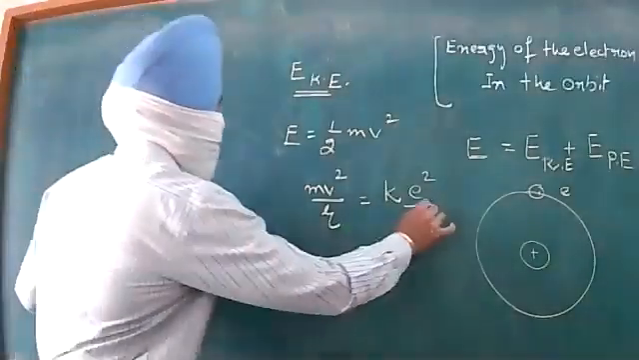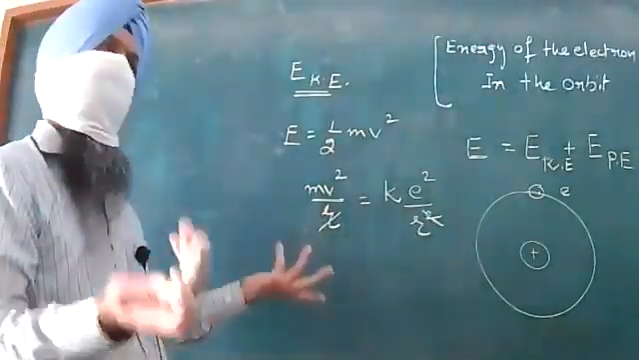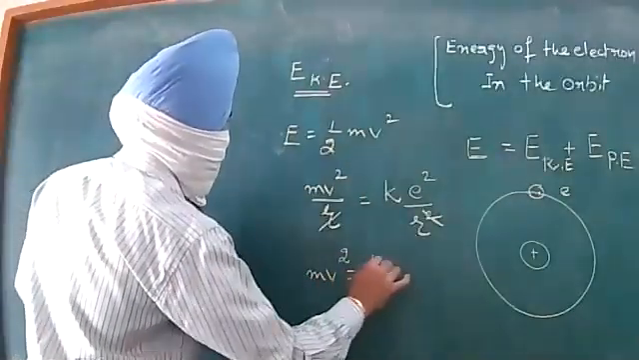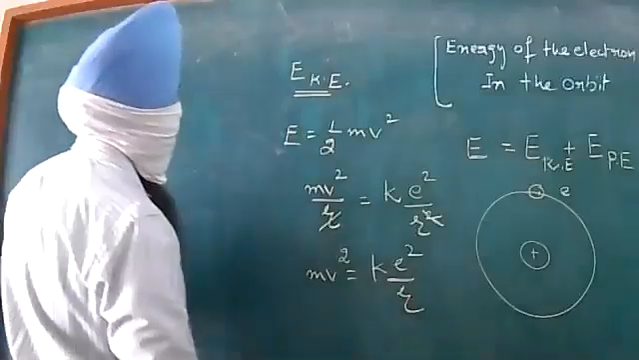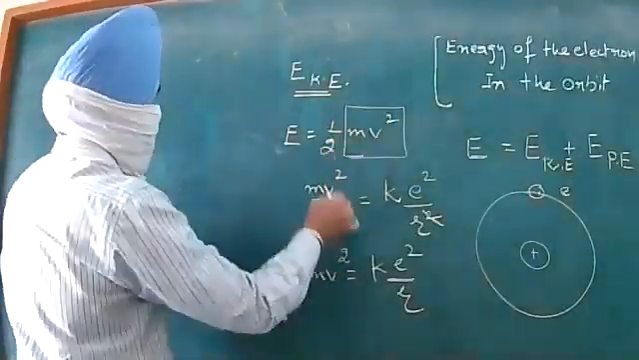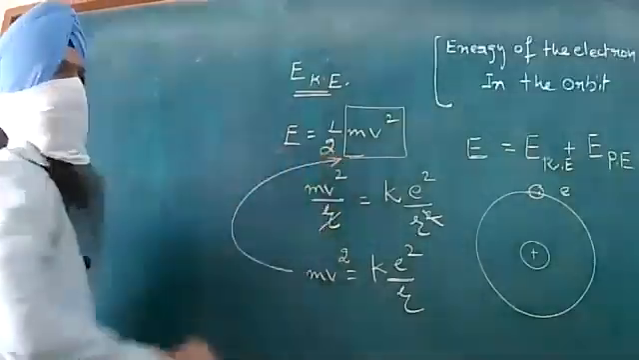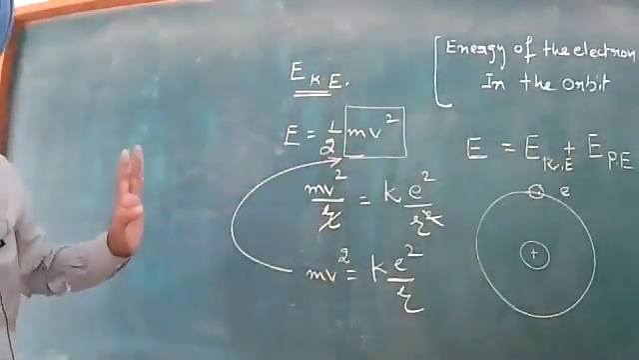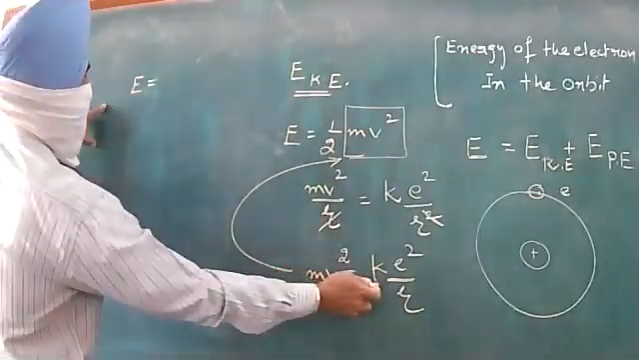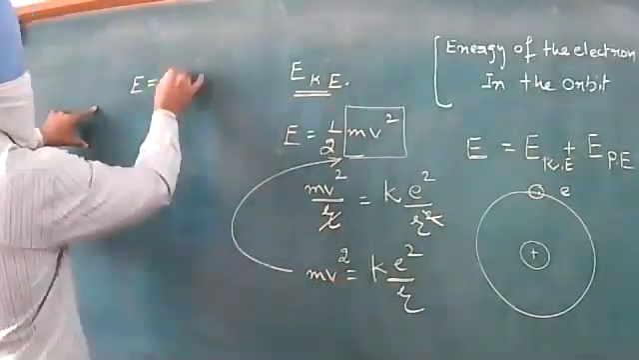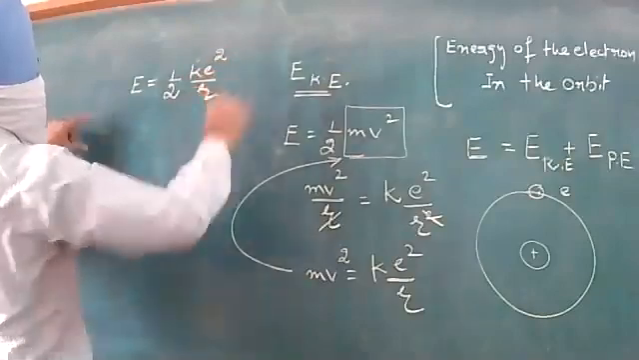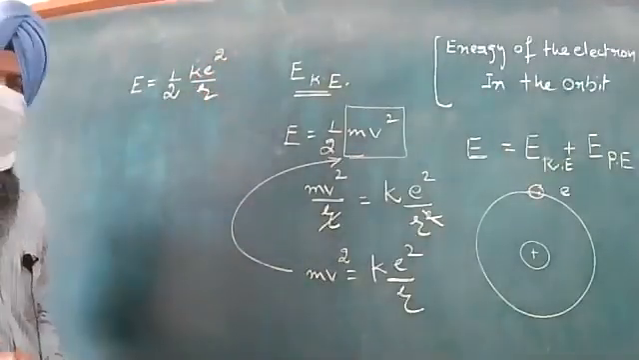Now one r is gone, cancelled away. Dear all, mv square is equal to k e square upon r, and you can well see I can substitute mv square in this equation and I will directly get kinetic energy. Just I have to add 2 in the denominator. This is 1 by 2 k e square upon r. This is our kinetic energy.